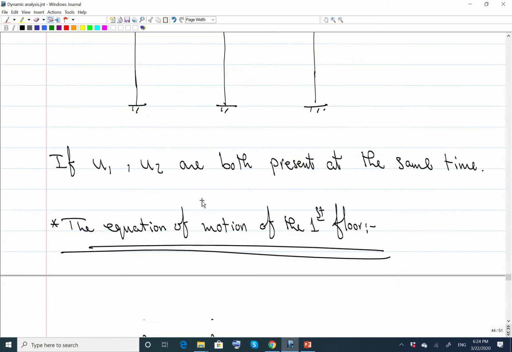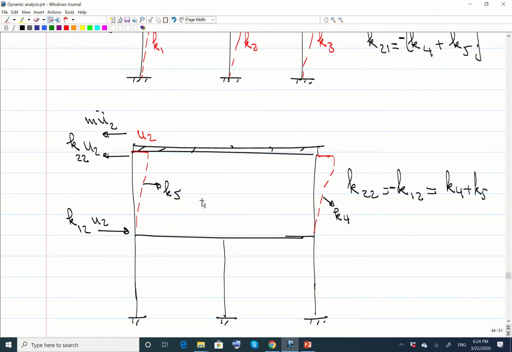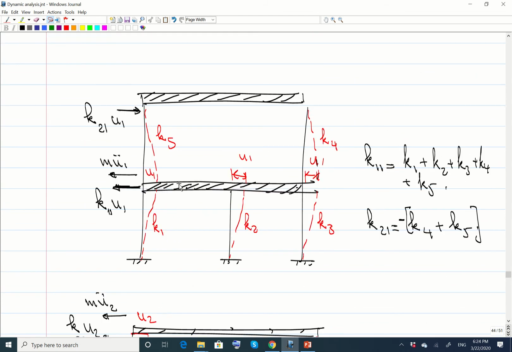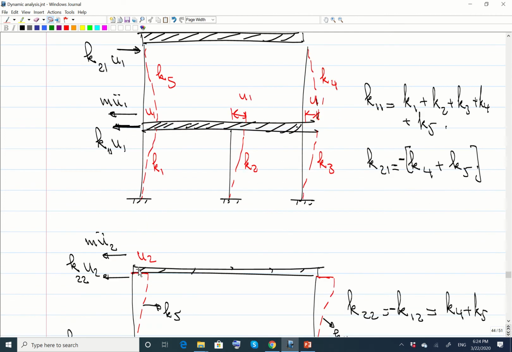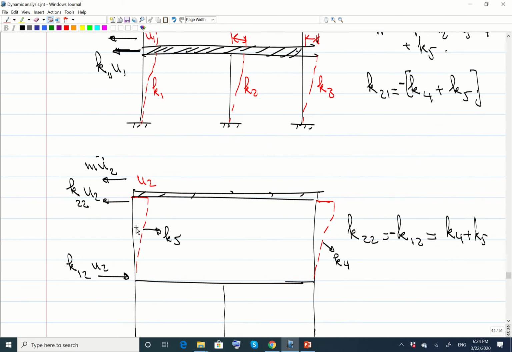We're going to have to add those together and apply them with a dynamic force. So here, when u is going in this direction, there's going to be an inertia force in the opposite direction, so m u1 double dot. When there is u2 over here, there will be an inertia force m u2 double dot. Okay, let's write the equations of equilibrium for the forces on the first floor.